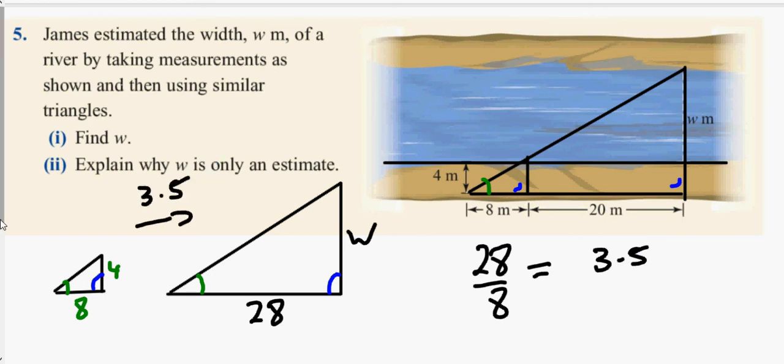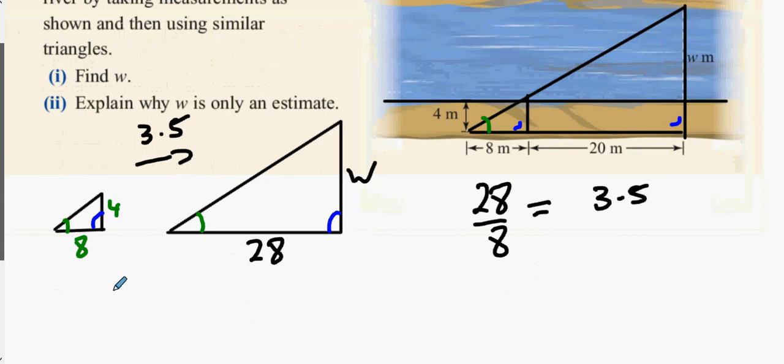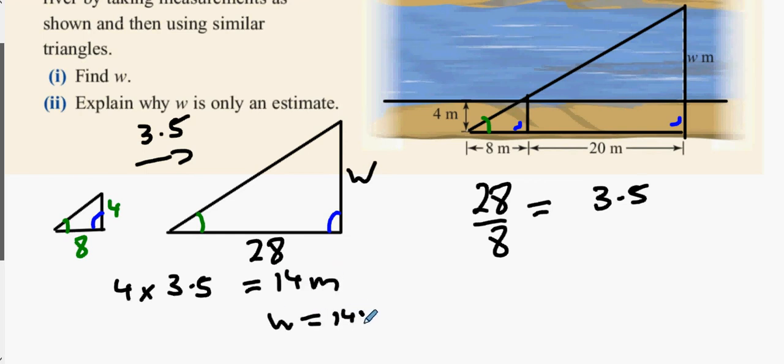So what we're going to do then is multiply 4 by 3.5 equals W. And W equals 14 meters. And you're done. That's part 1.